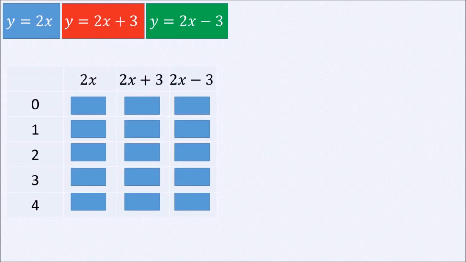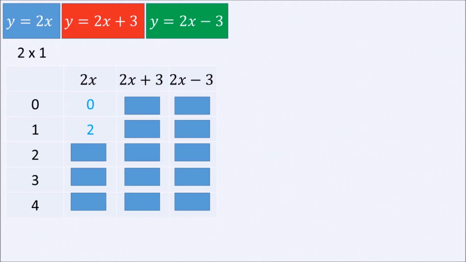Now, if we want to plot graphs for each of these equations, what we do is construct a table just like this one over here, and we select a range for x, let's say from x equals 0 up to x equals 4, and we calculate the value of y for each of these equations for each value of x. So if we start with y equals 2x, for x equals 0, y would be equal to 2 multiplied by 0, which is 0.